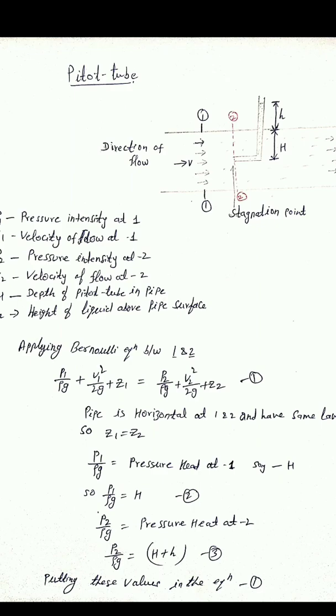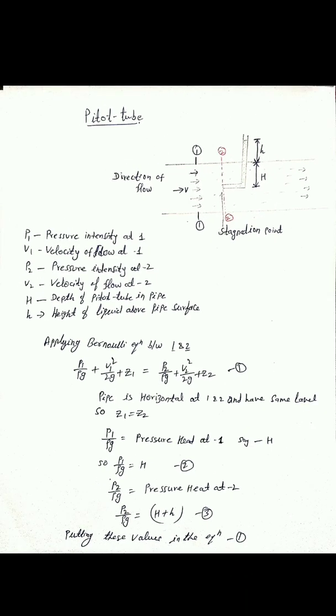Now take two sections, section 1 and section 2. The direction of flow is the positive x direction. Section 1 is away from the end of the pitot tube, on the left hand side, and section 2 is at the end of the pitot tube. Consider P1 as the pressure intensity at section 1 and V1 as the velocity of flow at 1. Similarly, the pressure intensity at section 2 is P2 and the velocity is V2.